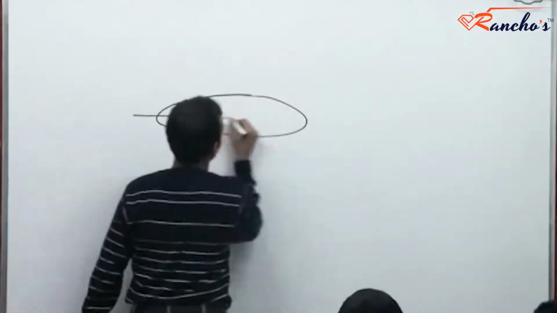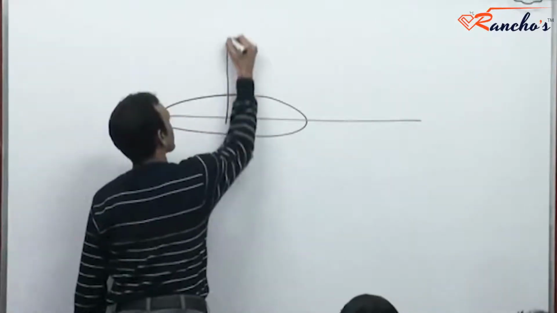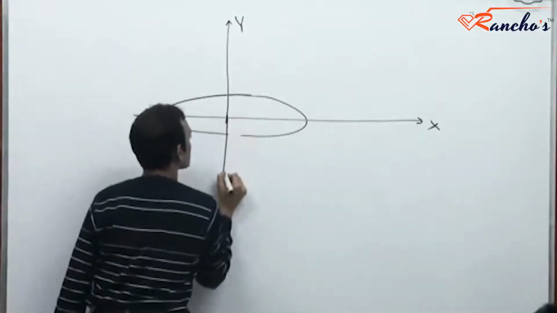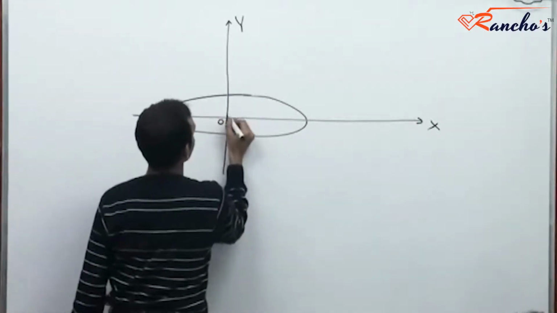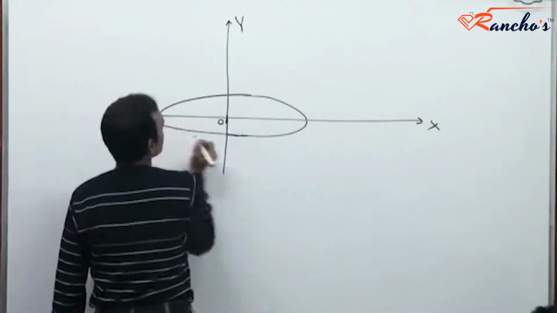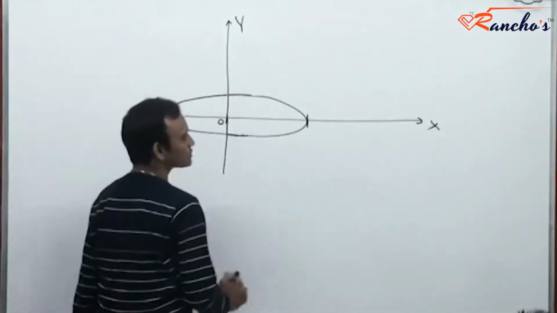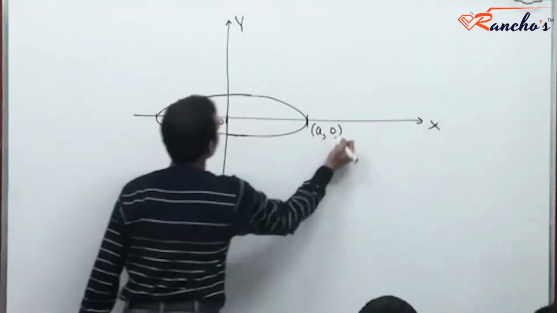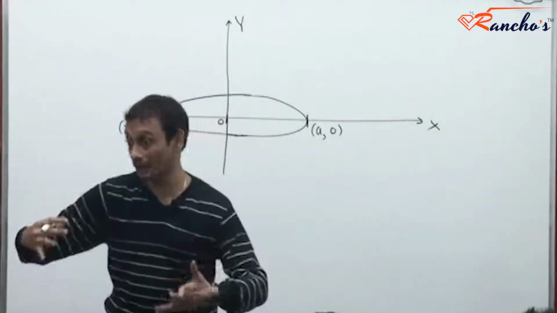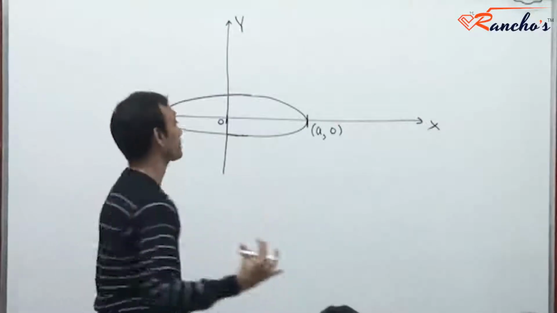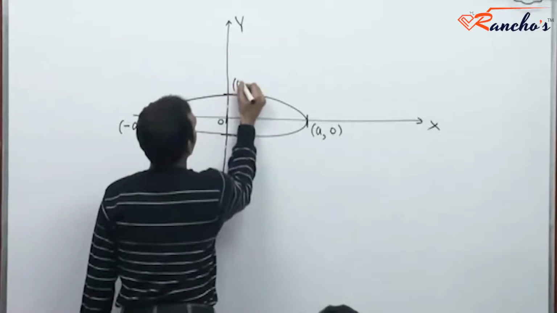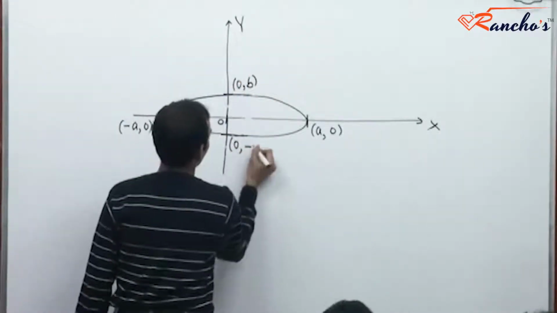The ellipse obtained: this is the y-axis, this is the x-axis, this is the origin O. The two extremities on the x-axis are a,0 and minus a,0, where S1P plus S2P was 2a. And the extremities in the y direction are 0,b and 0,minus b.